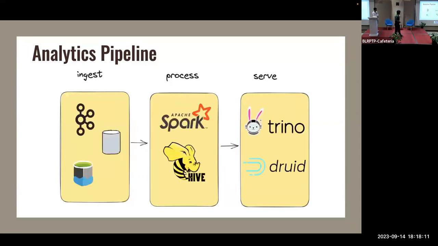Next slide. So our tech stack is also organized around these three sub problems. For ingestion, we have Kafka. We ingest from data warehouses, databases. For processing, we have Spark and Hive. And for serving, we use systems like Trino and Druid.